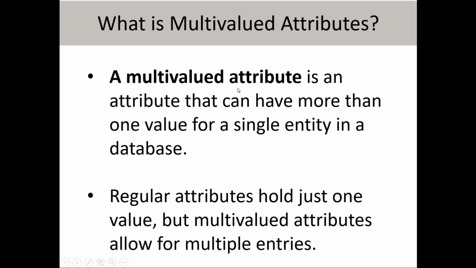What are multivalued attributes? A multivalued attribute is an attribute that can have more than one value for a single entity in a database. Unlike regular attributes that hold just one value, these attributes allow for multiple entries. For example, imagine we are designing a database for a library.